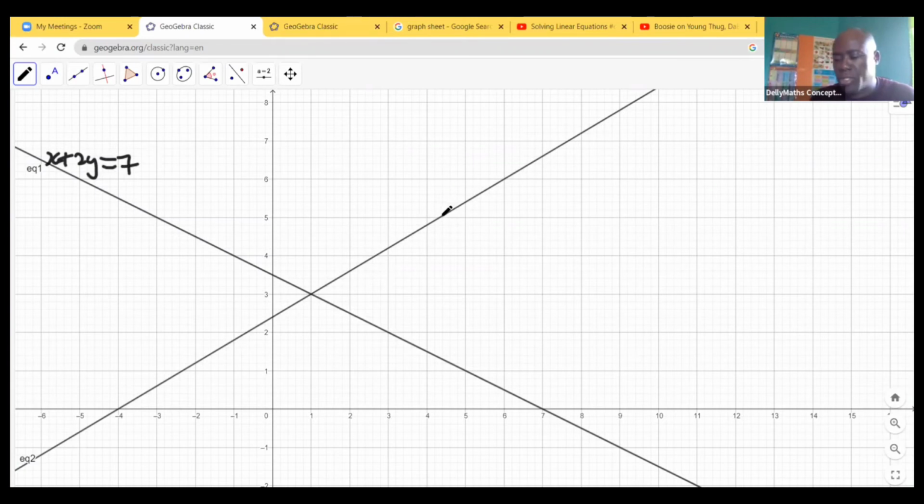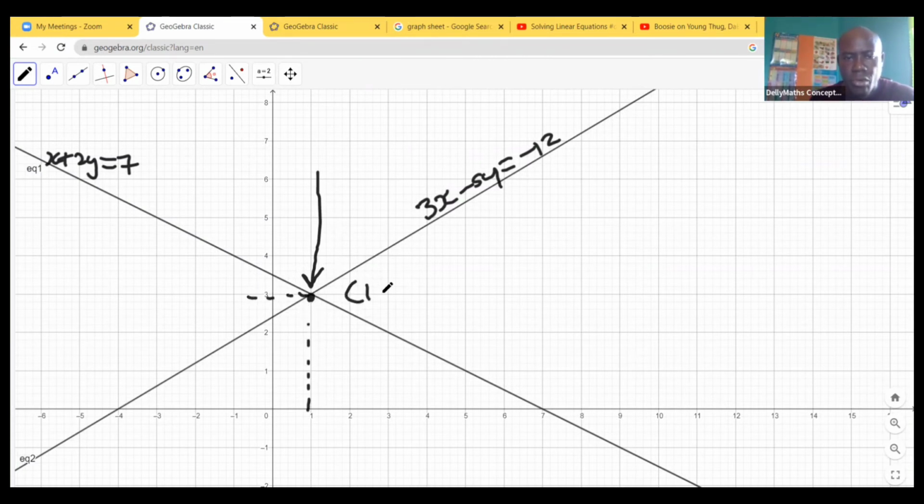And this was our equation 2, which was 3x minus 5y, which was equal to negative 12. So these were our two equations. And if we look carefully, this is where they actually intersect right there. The coordinate of that point, you could see, is where the 1 meets 3. So 1, 3. And this is the x coordinate and that's the y coordinate.